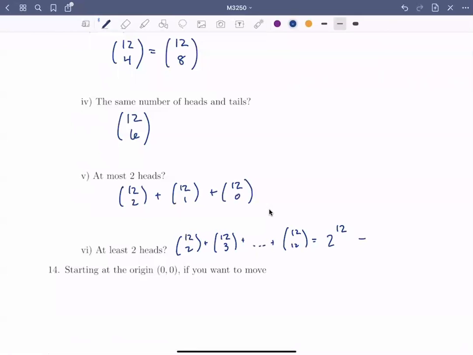In other words, at most 1 head, which would be exactly 1 and exactly 0. And it turns out that these two will be equal, for reasons that we'll talk about soon in the binomial theorem section. So there are 2 different ways to count that.